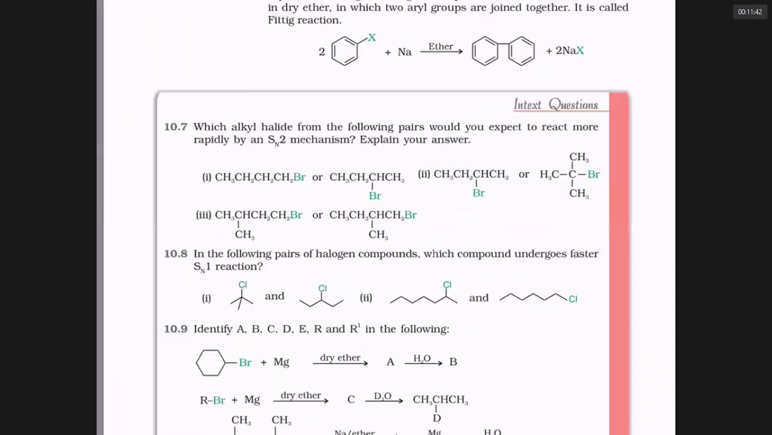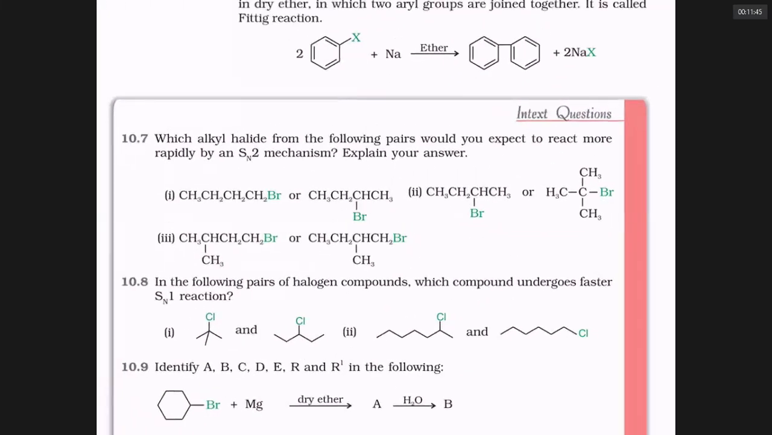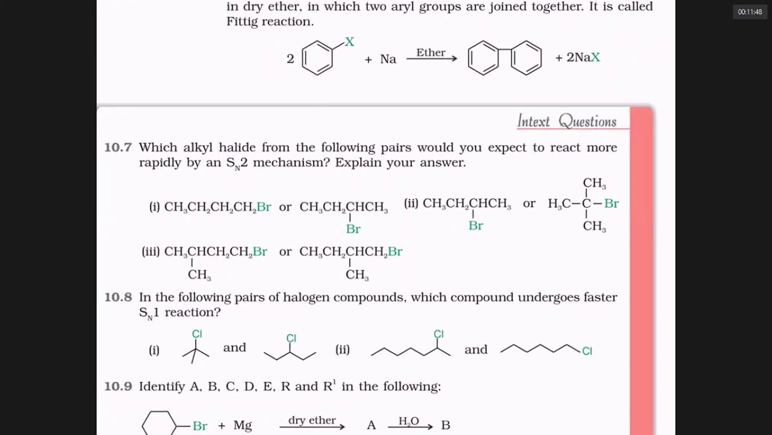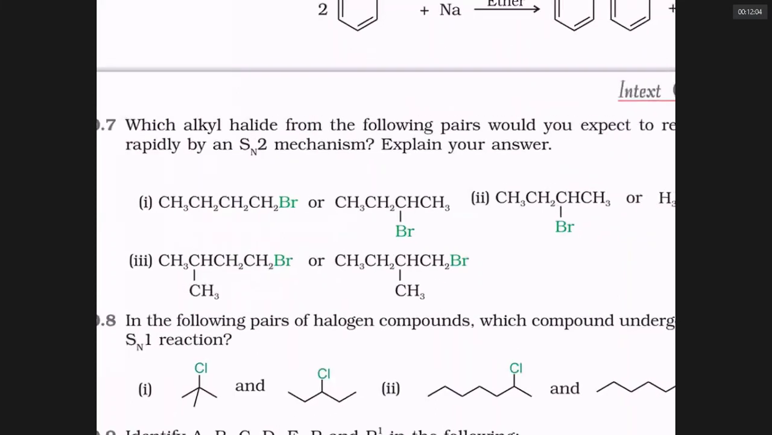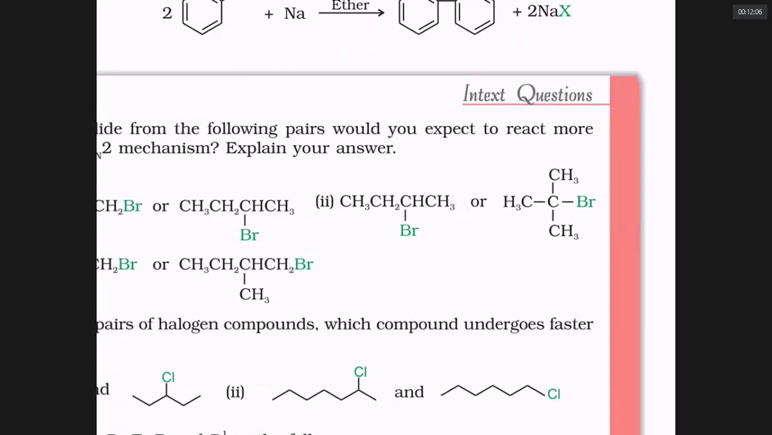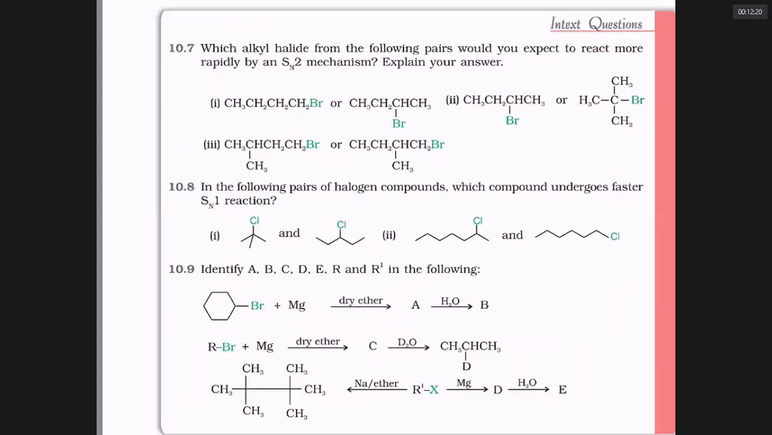Now this is the last, 10.7. Which of the following pairs would you expect to react more readily by an SN2 mechanism? Primary alkyl halides undergo SN2. In 10.7, one will undergo SN2. Two may undergo SN2 if the solvent is aprotic. But as a rule, the first option undergoes SN2. Now when you have the second thing, you have 2-bromobutane and 2-methyl-2-bromopropane. One is secondary butyl bromide, the other one is tertiary butyl bromide. Secondary butyl bromide prefers SN2. All this you can answer, the answers are also given in the textbook.